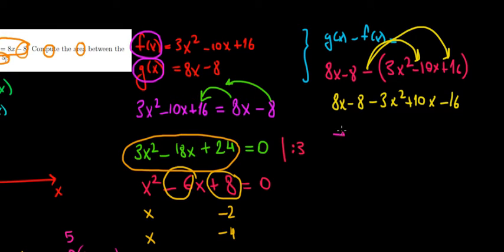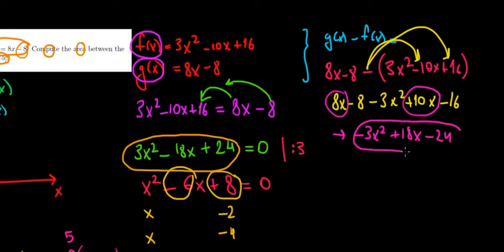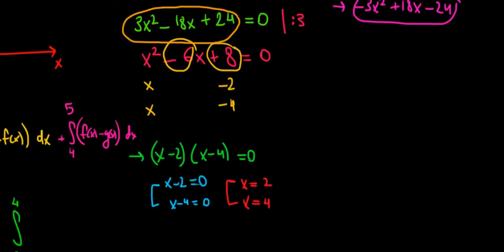Now let's group the terms together. What do we have? We have minus 3x squared, 8x plus 10x, it's going to be plus 18x. Minus 8 minus 16 is minus 24. So we found our next relationship. So over here, we will have minus 3x squared plus 18x minus 24 dx, and one more range.